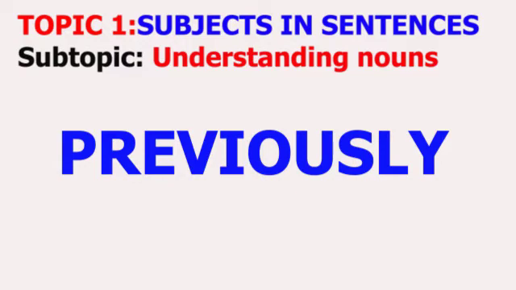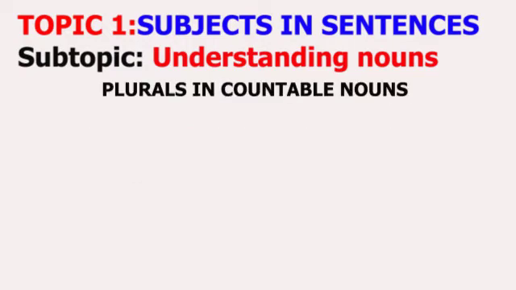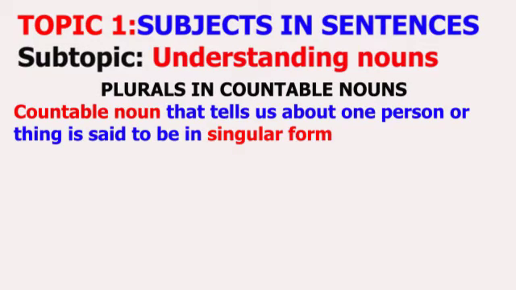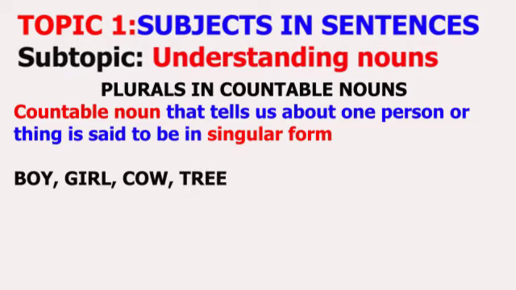Because countable nouns can be counted, they are found in both a singular form and a plural form. A countable noun that tells us about one person or thing is said to be in a singular form. For example, if you say boy, that means one boy, and the word boy is in a singular form. Or you say girl, it means one girl. Or cow, it means one cow. Or tree, one tree. Or book, one book. These countable nouns are found in a singular form.